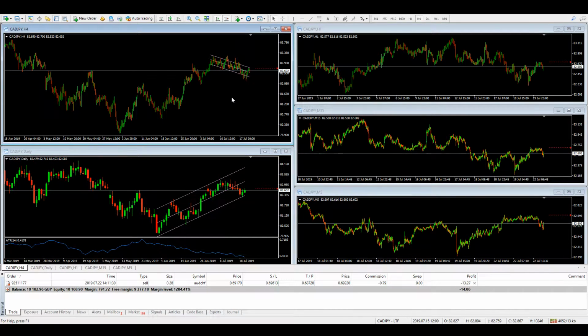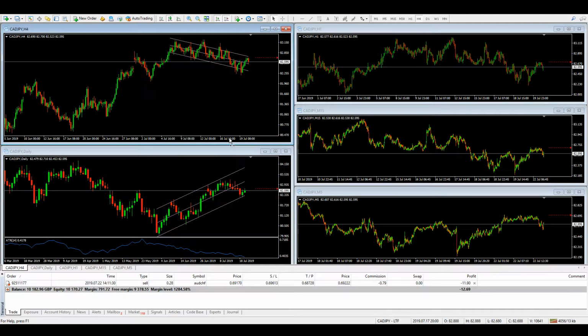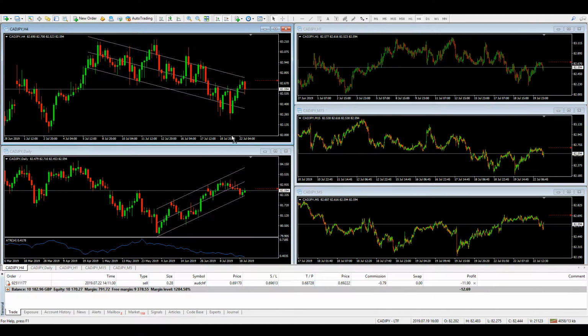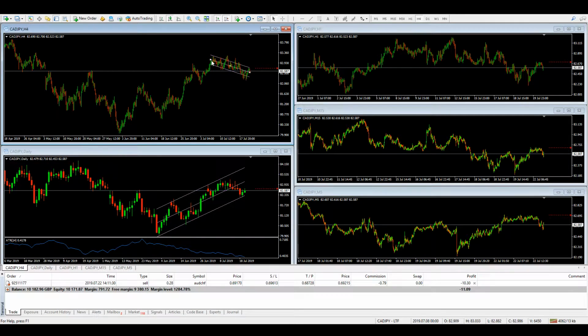So really what needs to be seen is signs of bullishness on the lower time frames. I mean, the 4 hourly, I can't really read.